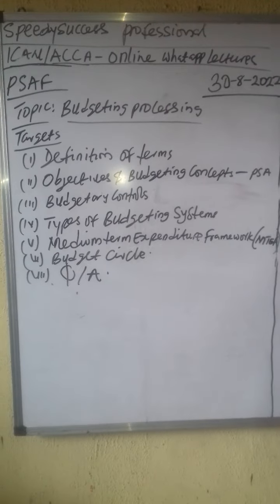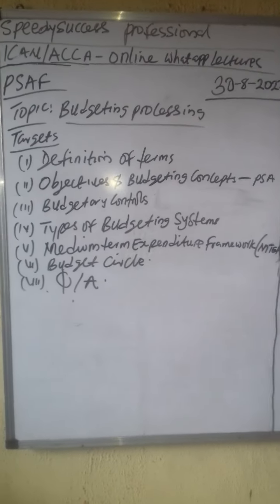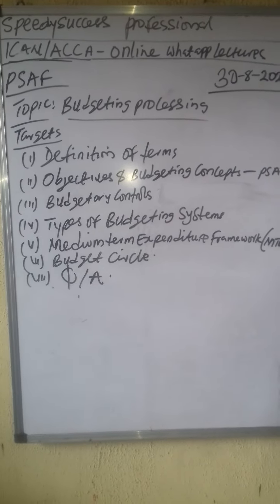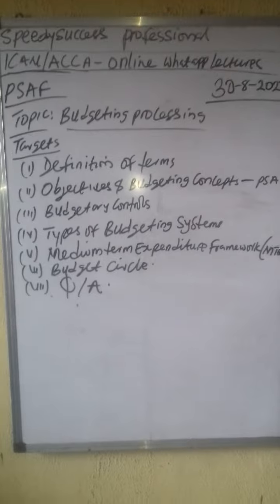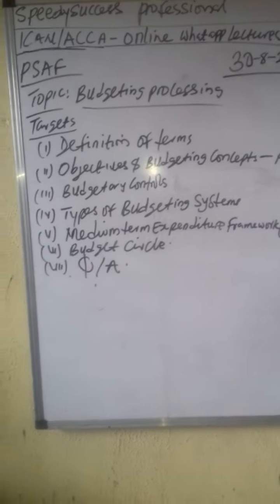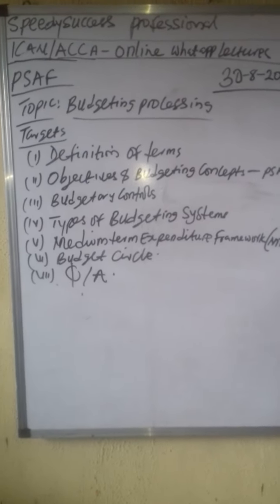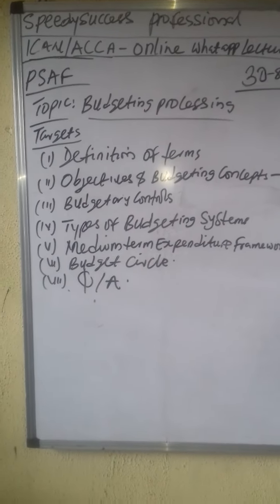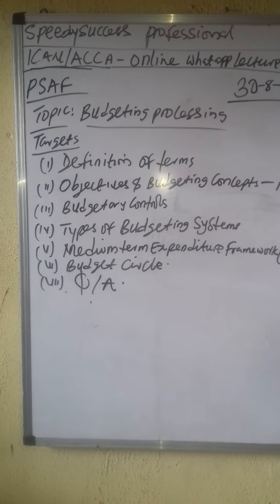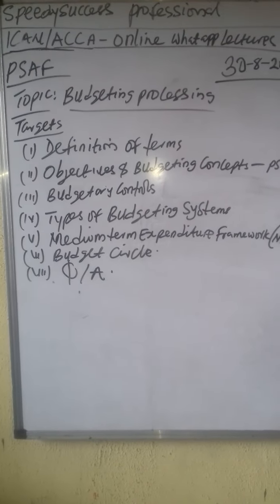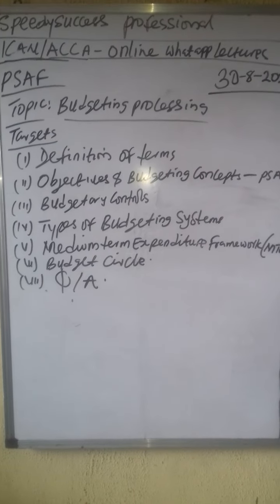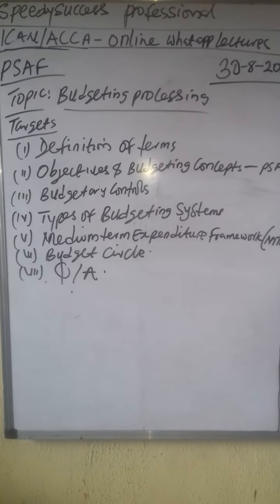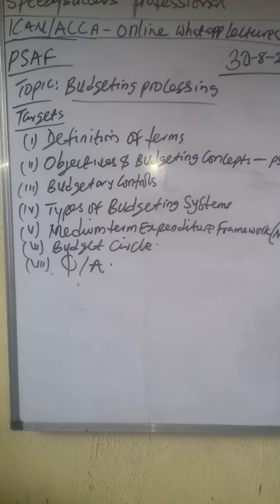Let's take some definitions as we run. All right, let's quickly define budget. What's a budget? We say a budget is a financial document or financial statement that shows the information about government revenue and expenditure, which will help to plan and execute set goals and objectives of the government.